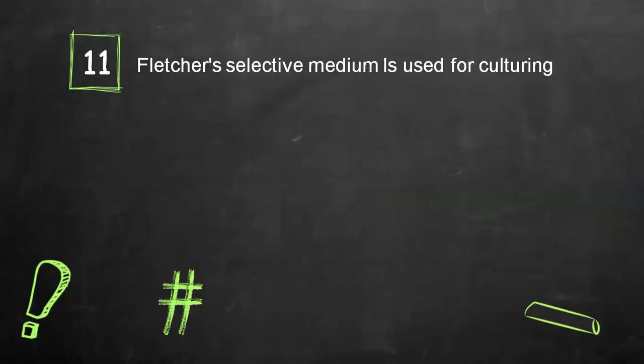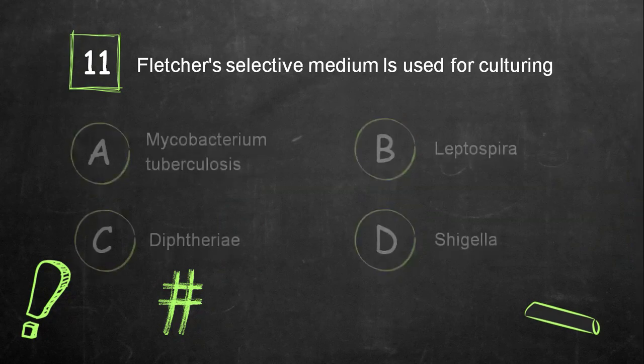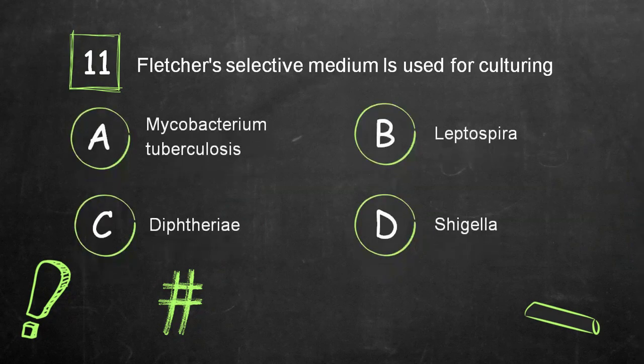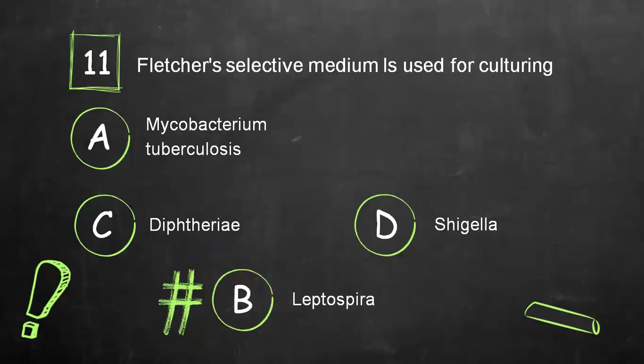Next question, Fletcher's selective medium is used for culturing. So what is the purpose of Fletcher's selective medium? Option A, Mycobacterium tuberculosis. Option B, Leptospira. Option C, diphtheria. And option D, Shigella. Here the right answer is option B, Leptospira. So Fletcher's Leptospira medium is the selective medium for Leptospira species. This medium is added with serum and is used for isolation, cultivation and maintenance of Leptospira species.